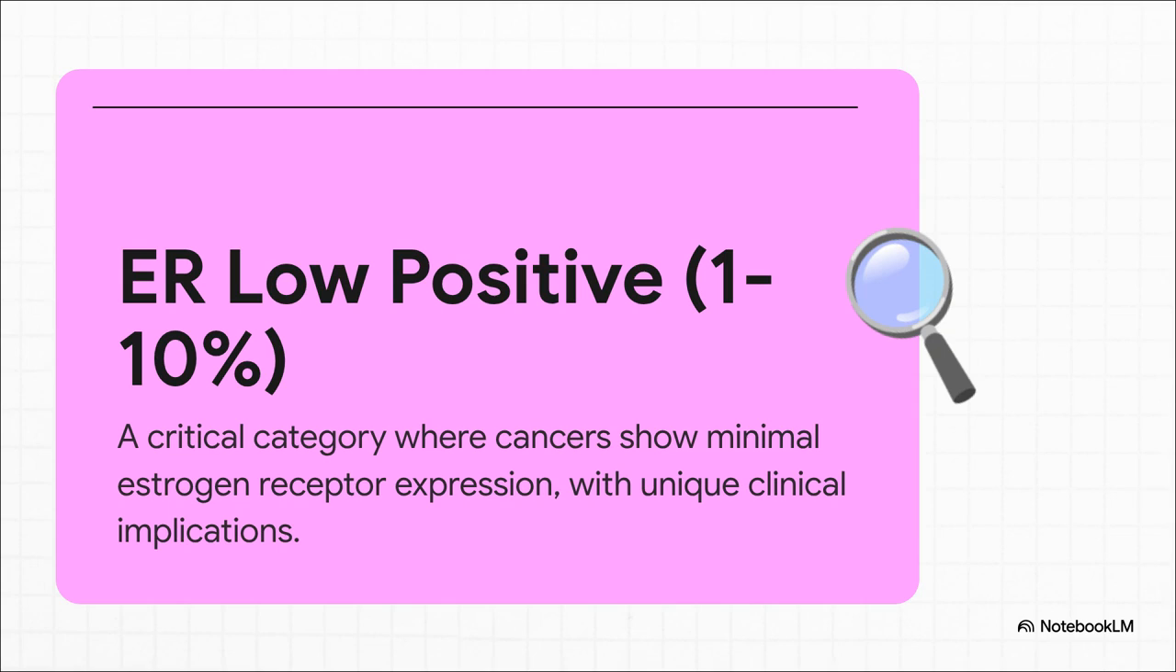This is for tumors where only about 1 to 10% of the cells are staining positive. And listen, this isn't just weakly positive. It's a whole separate category for a reason. These tumors are biologically tricky. The patient might get endocrine therapy, but the cancer itself often acts more like an aggressive ER-negative cancer.